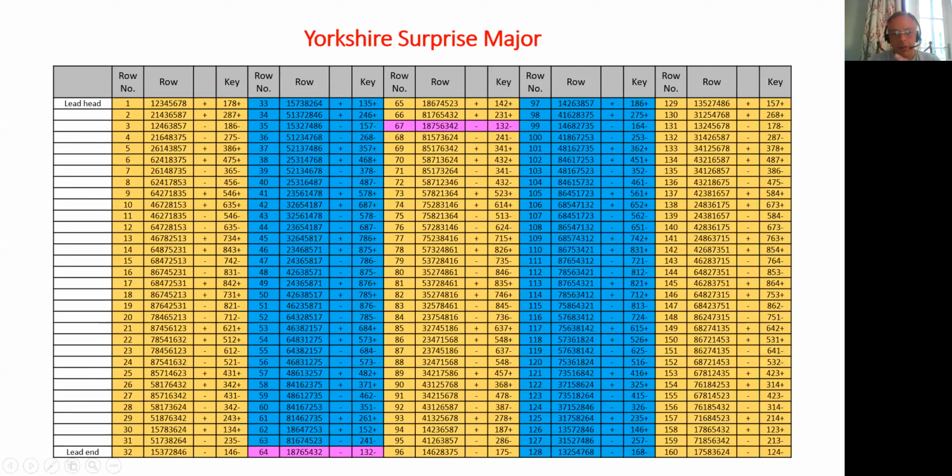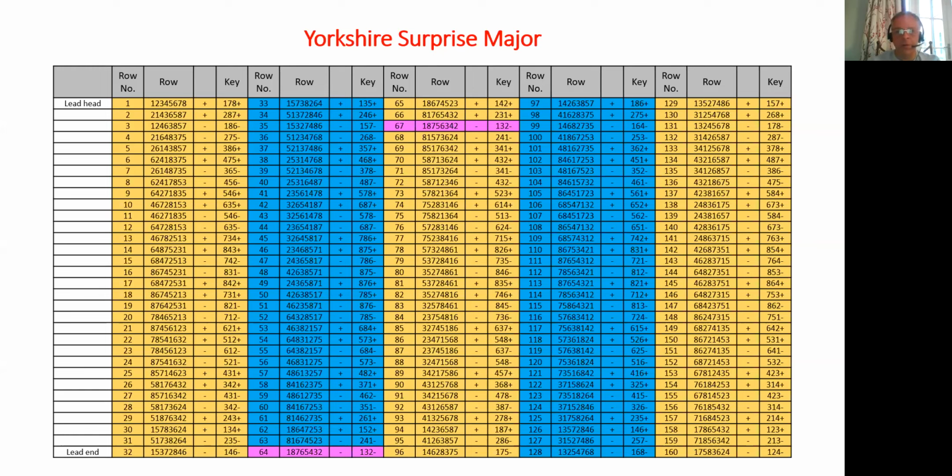Now, just to move on to looking at the same sort of thing, treble dodging, but now looking at major. We're going to look at Yorkshire surprise major to start with. Again, just as before, we've gone through exactly the same exercise of generating the key for each row. So the key for rounds will be 178 plus.